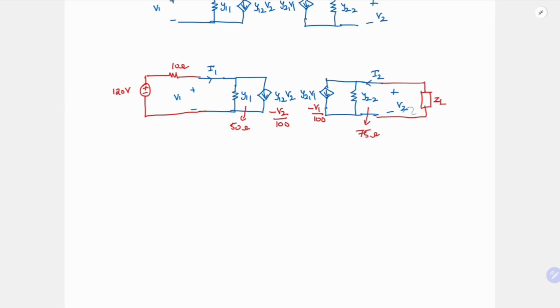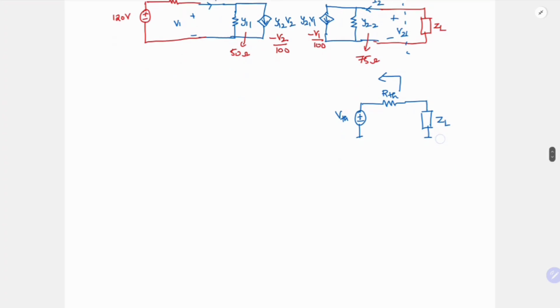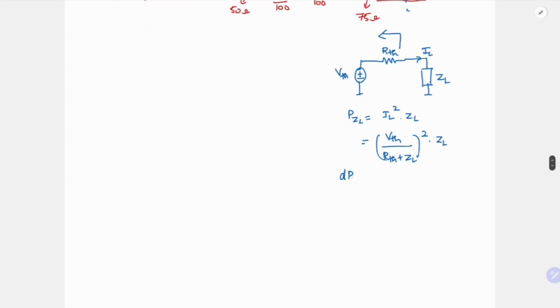So now for maximum power transfer, if I consider this part of the circuit as some Thevenin voltage VTH with some RTH resistance, then I have this ZL. Now if I find IL and power consumed by ZL, I'll get PZL is equal to IL square into ZL. And your IL is nothing but VTH by RTH plus ZL, whole square into ZL. Now if you optimize PZL with respect to ZL, you will find that your value of ZL will turn out to be RTH. So this is the condition for maximum power transfer.